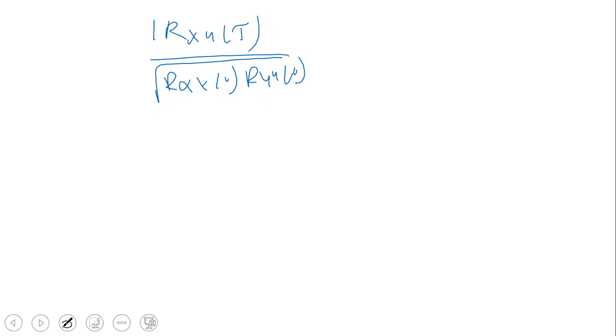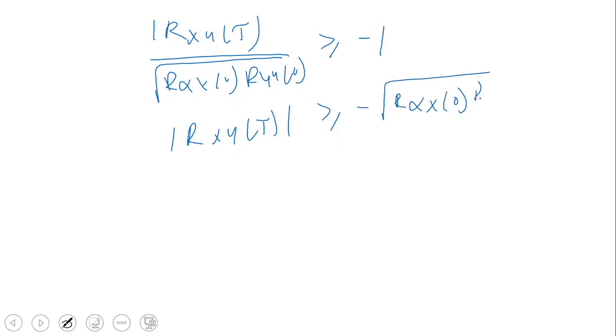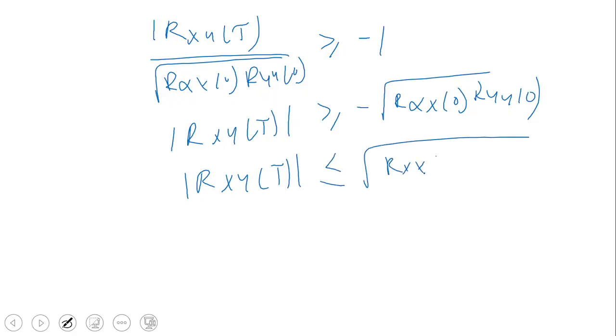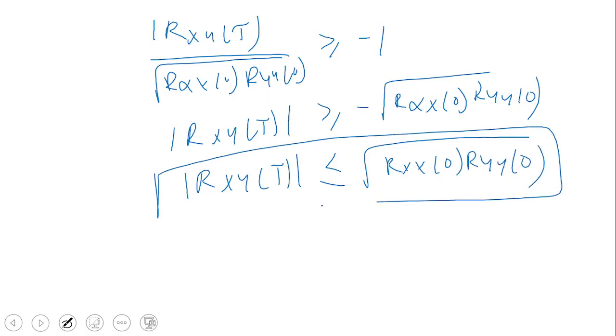Modulus of Rxy of tau divided by square root of Rxx of 0 Ryy of 0 is greater than or equal to minus 1. If you multiply, what will we get? Modulus of Rxy of tau is greater than or equal to minus square root of Rxx of 0 Ryy of 0. If I multiply with minus, what will we get? Modulus of Rxy of tau is less than or equal to square root of Rxx of 0 Ryy of 0. Okay, so this is the second property.